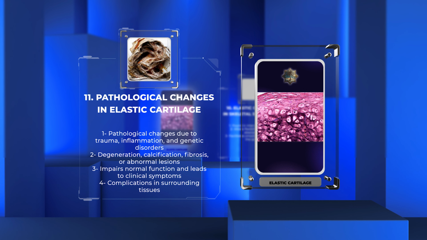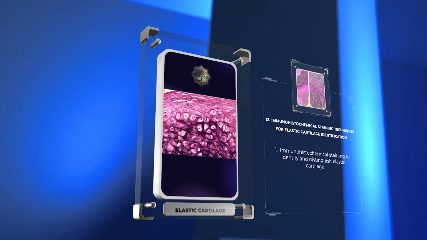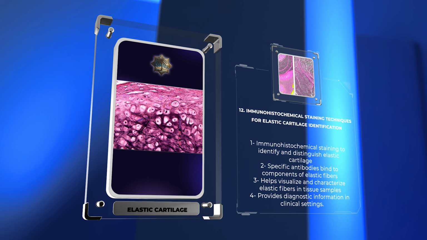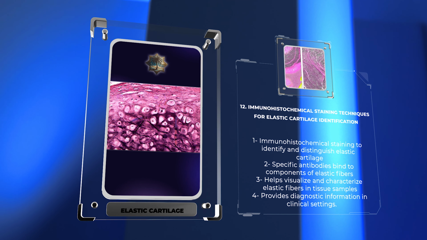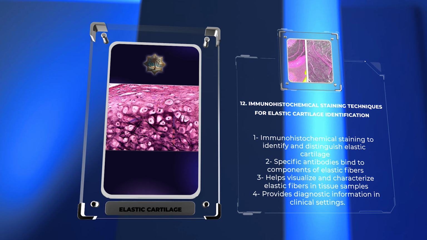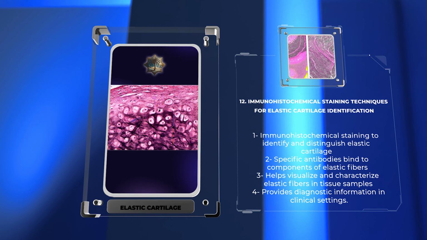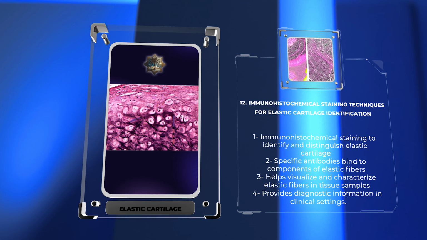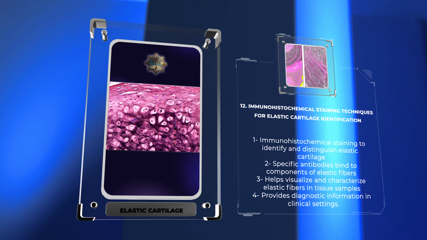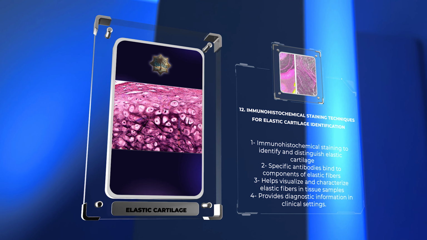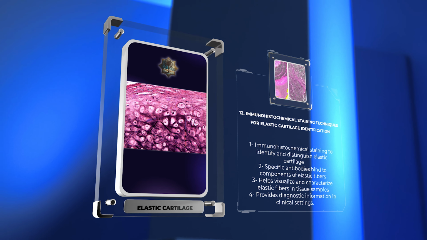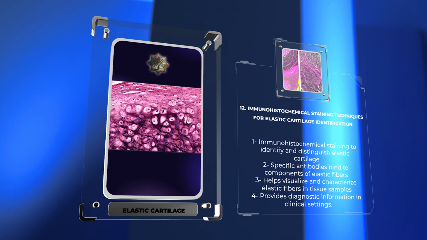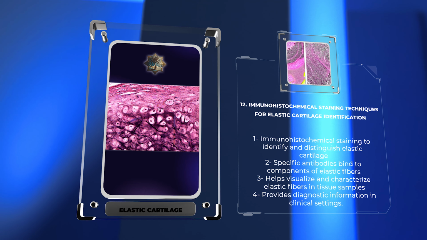Immunohistochemical staining techniques are commonly employed to identify and distinguish elastic cartilage from other tissues. These techniques rely on the binding of specific antibodies to the components of elastic fibers present in the cartilage. By utilizing various antibodies against proteins such as elastin or fibrillin, histologists can visualize and characterize the elastic fibers in tissue samples. Immunohistochemical staining techniques provide valuable diagnostic information in clinical settings, aiding in the accurate identification and assessment of elastic cartilage abnormalities.